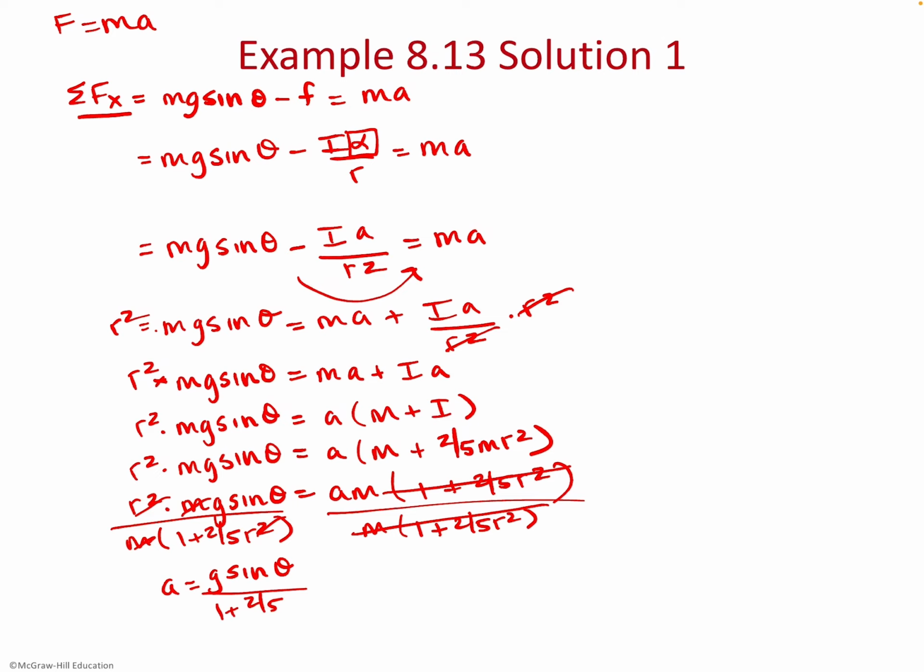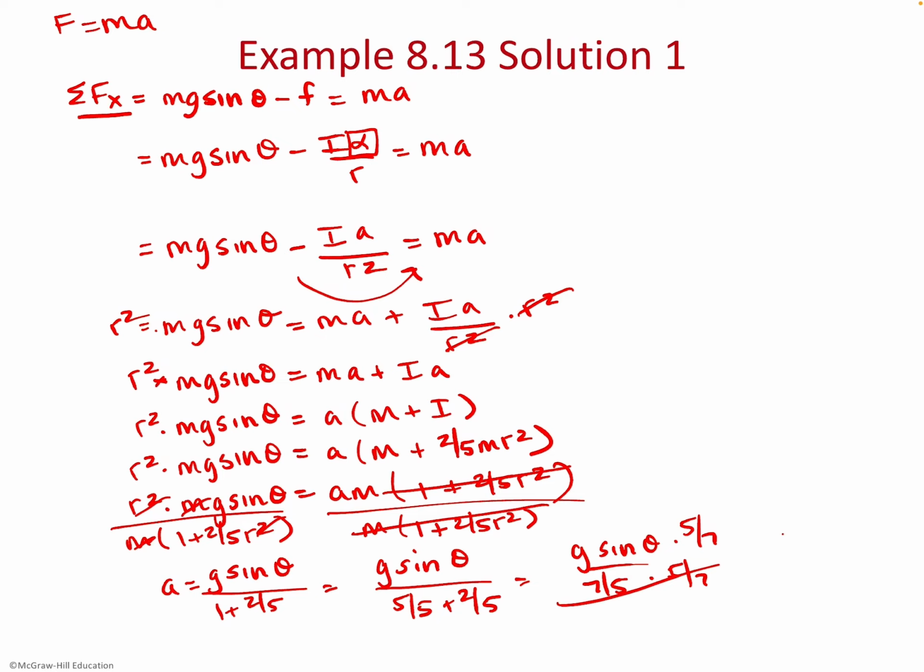Now, if you were going to make it into a fraction so that you could add the 2/5, you could do 5/5 plus 2/5, which would give you 7/5. I don't like to have a fraction in the denominator, so you're going to multiply by the reciprocal. So acceleration equals gravity sine theta times 5/7.